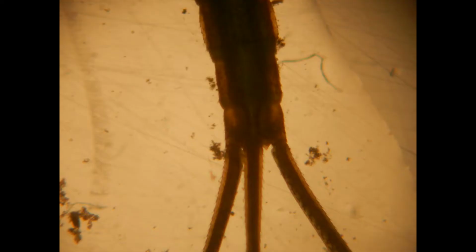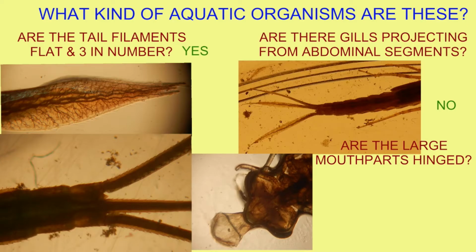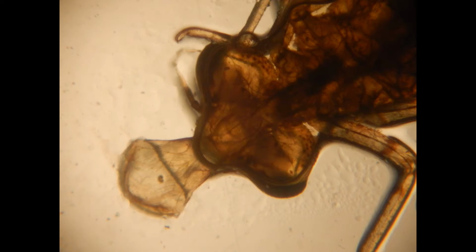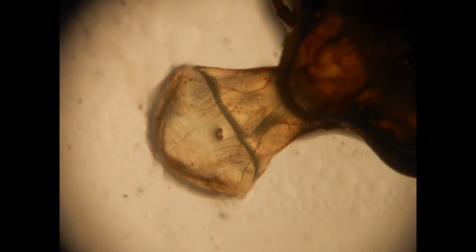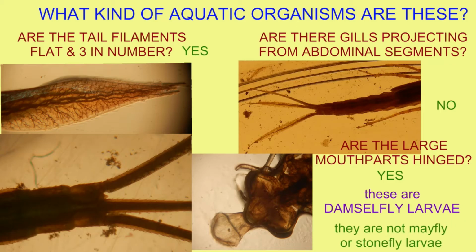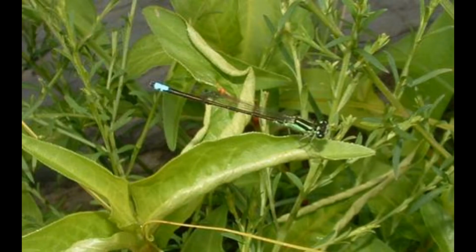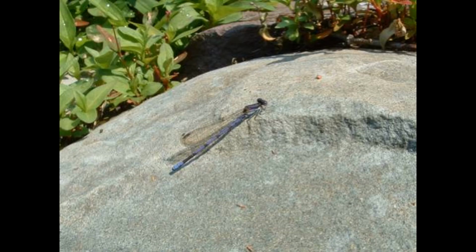Are there a series of gills projecting laterally from the abdominal segments? No, there are no feathery outgrowths from the abdomen projecting laterally. Are the mouth parts hinged? Yes. Now that would be tricky. You'd have to look at the underside of the organism and it probably would not extrude its mouth parts for you while it was alive. But all of these are characteristics of damselfly larvae. They are not the larvae of mayflies or stoneflies. These are the aquatic larvae of damselflies whose adults are pictured here.